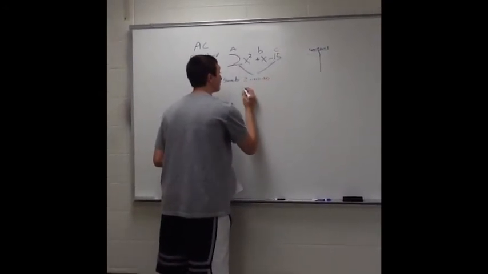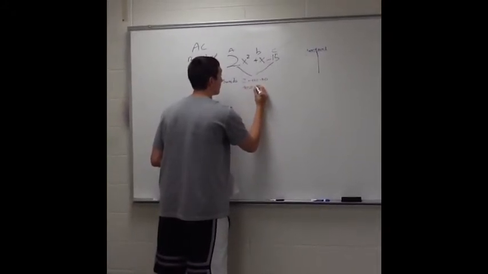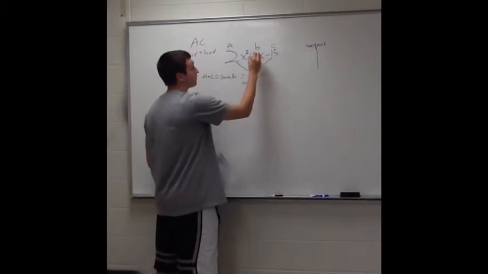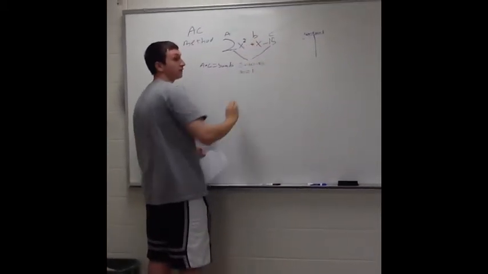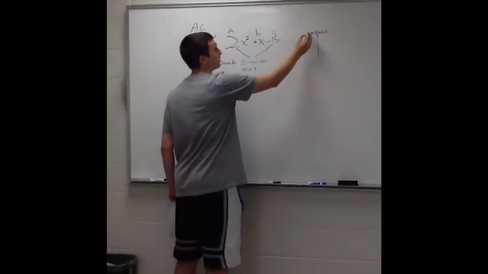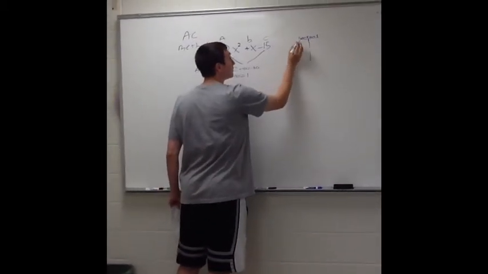So your -30 factors are going to have to sum to 1. Nothing is there, so you automatically know it should be 1 and it's positive because you're adding. So we need factors of negative 30 with a sum of 1.